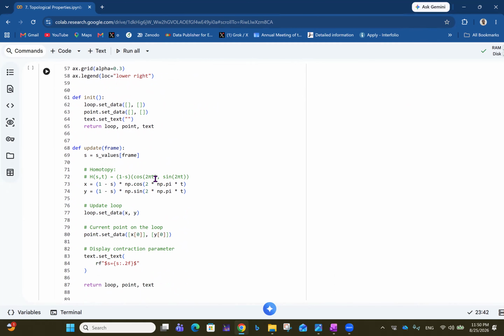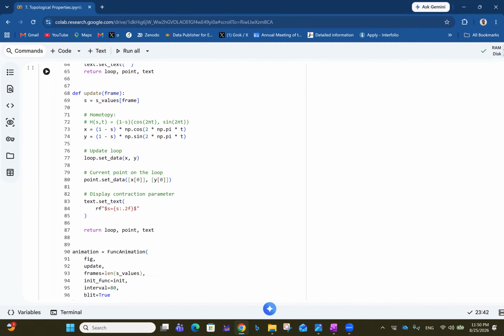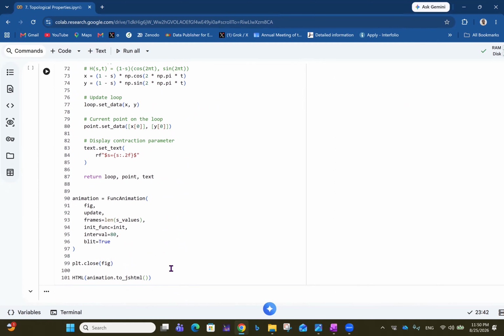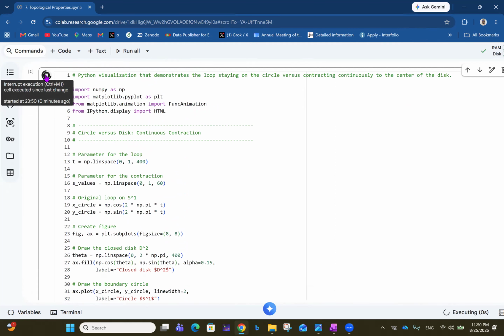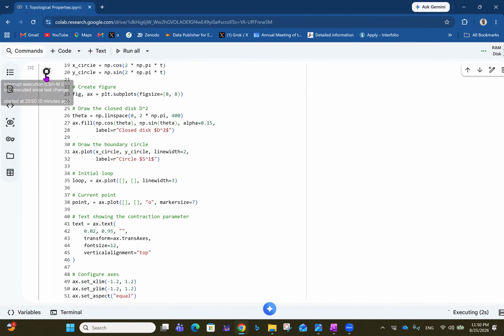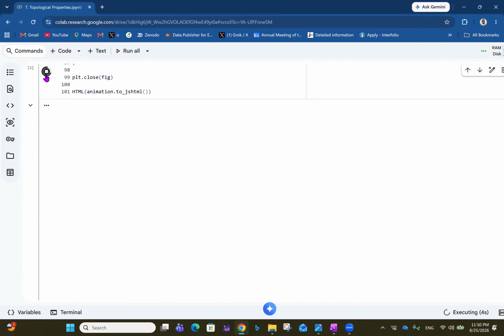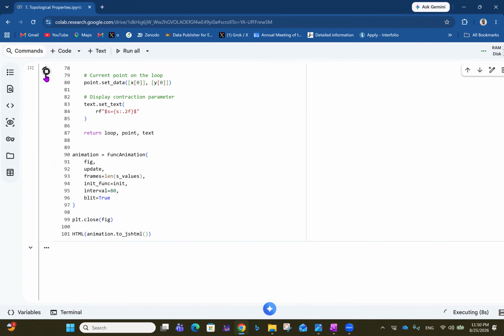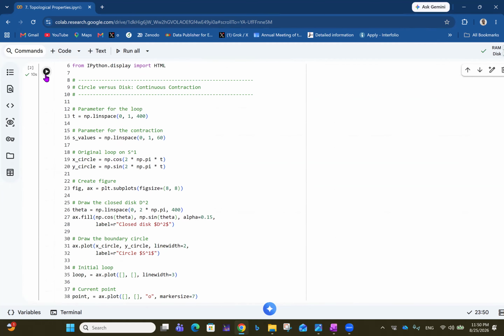Then you configure the axis. Then you have the homotopy right here. Then this is the update loop, then the current point on the loop, which can also be changed. Then we have the HTML animation, to JS HTML. So if we run this now, let's see what we get. I think it takes a little bit of time to get reproduced. Yeah, I think it's done now.